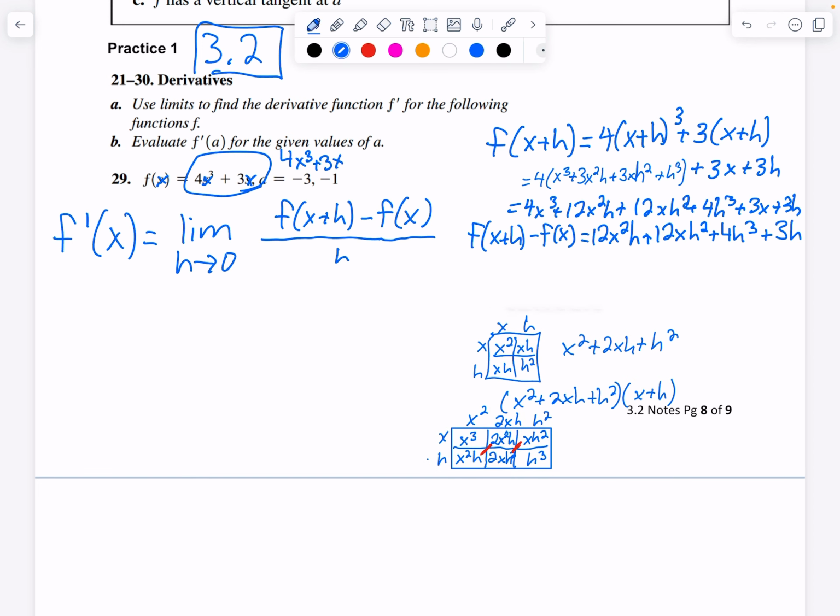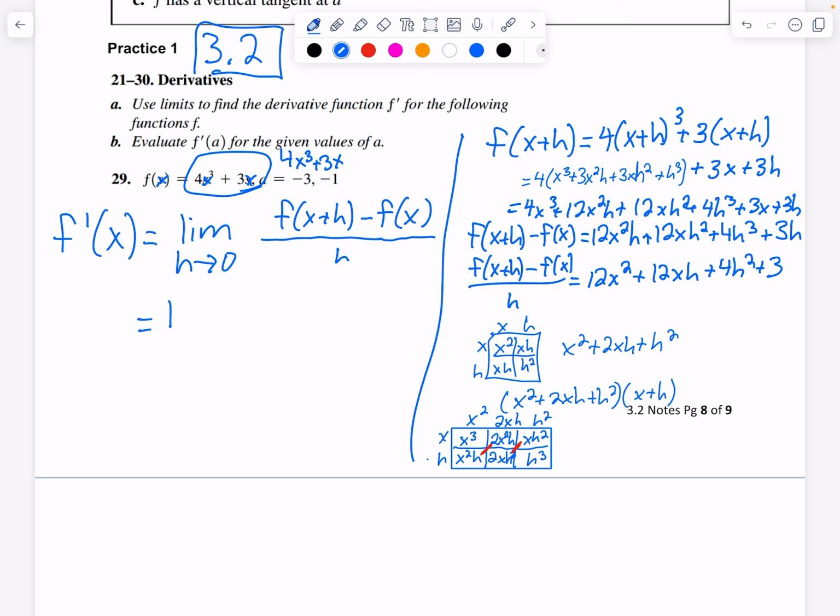Then we're going to take f of x plus h minus f of x, and divide it by h. If I look, everything has an h in it, so I'm just going to reduce everything down by an h. So I get 12x squared plus 12xh plus 4h squared plus 3. So now I can do the limit.